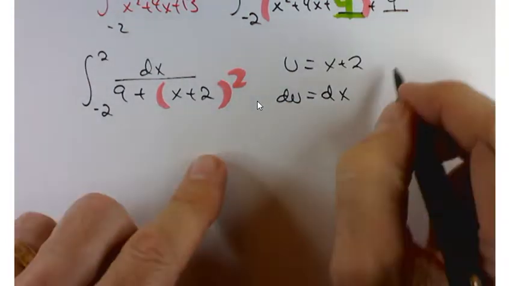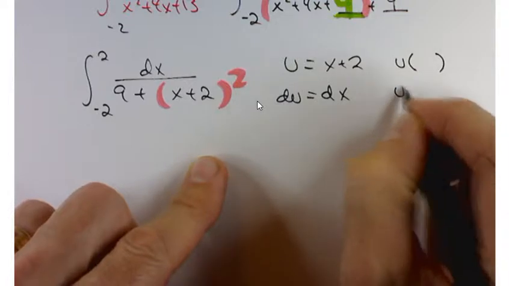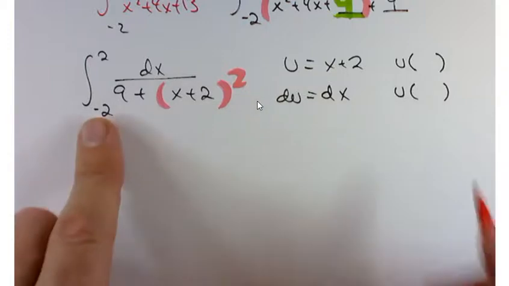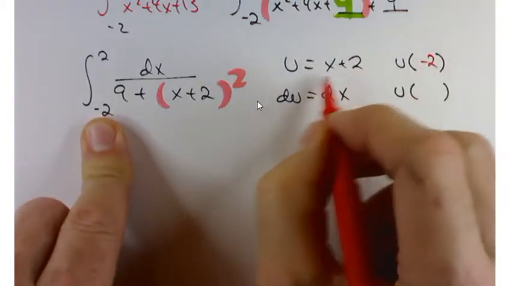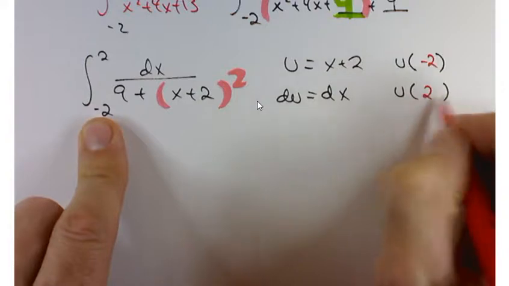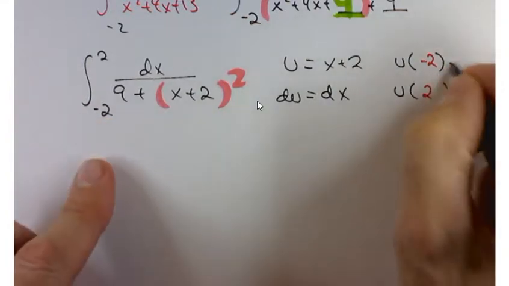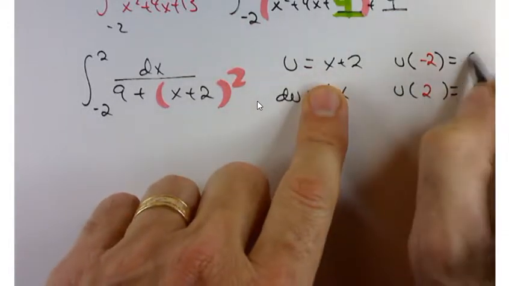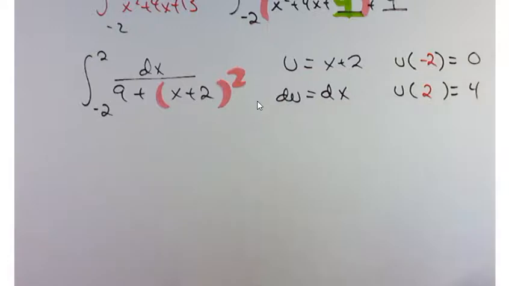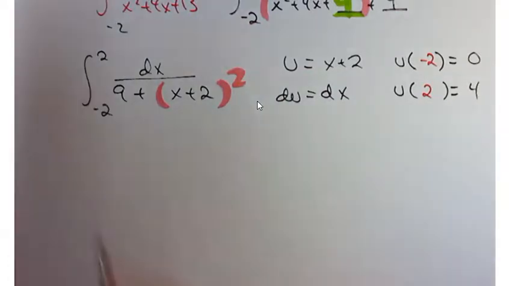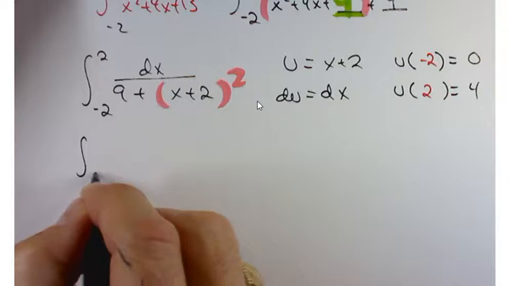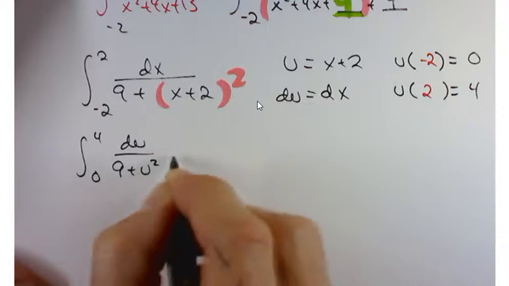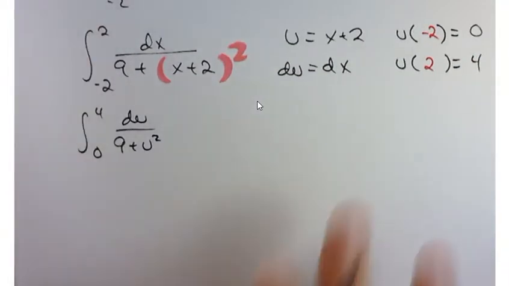But the one thing else that I'm going to do here is this. I'm going to change the limits of integration. So I'm going to regard this as a function. If I put in -2 for x, or 2 for x, what should I get for u? Negative 2 plus 2 is 0. 2 plus 2 is 4. So my new limits of integration are 0 to 4. 0 to 4 du over 9 plus u squared. Looking good.